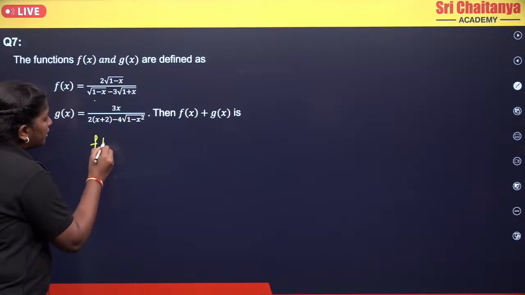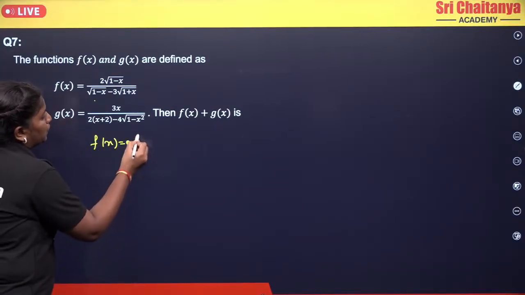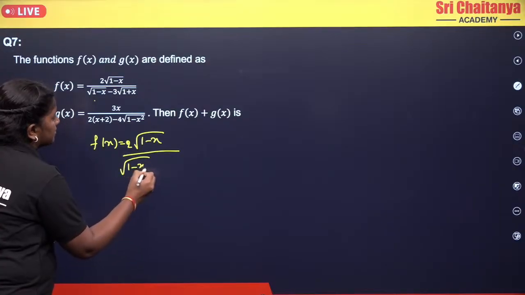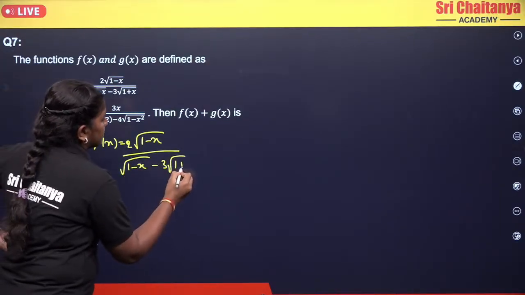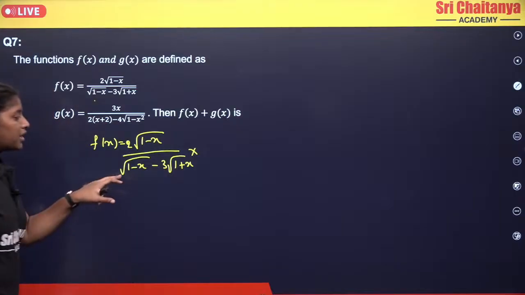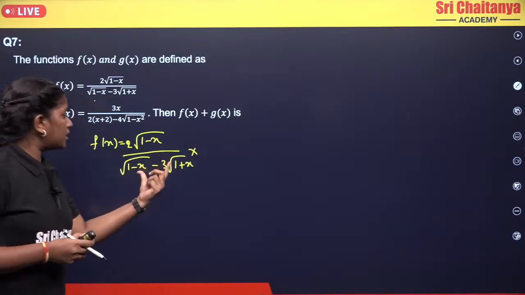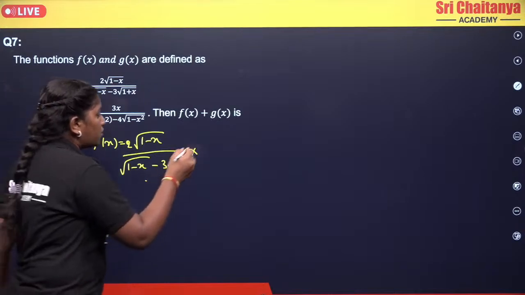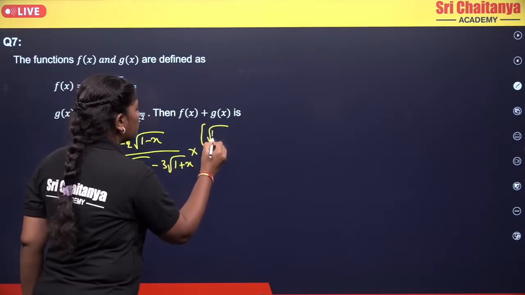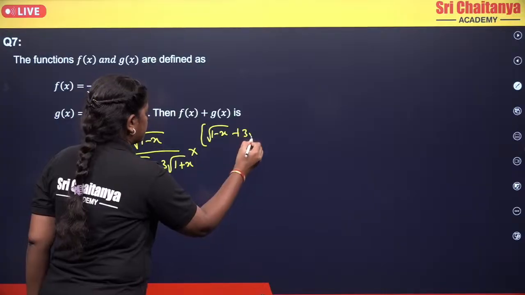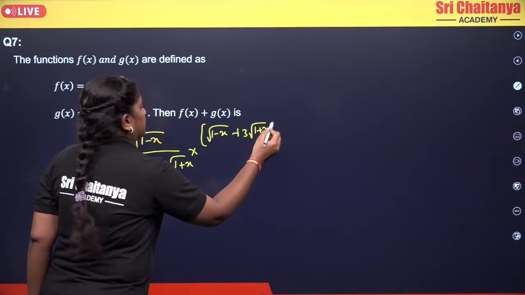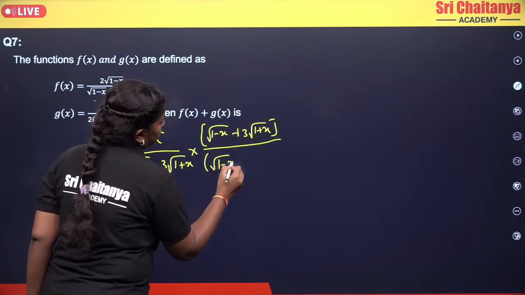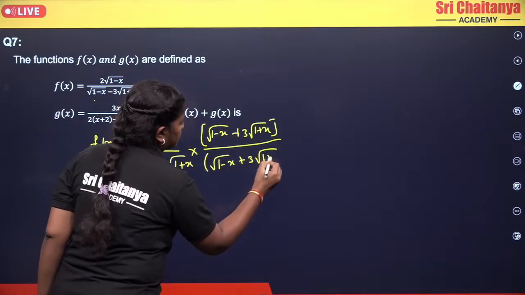Now coming to here, our f of x equals 2 root of 1 minus x by root of 1 minus x minus 3 root of 1 plus x. So now we are going to take the rationalizing factor, the same denominator, but instead of minus we are going to take the plus. So now here it will become root of 1 minus x plus 3 root of 1 plus x by root of 1 minus x plus 3 root of 1 plus x.